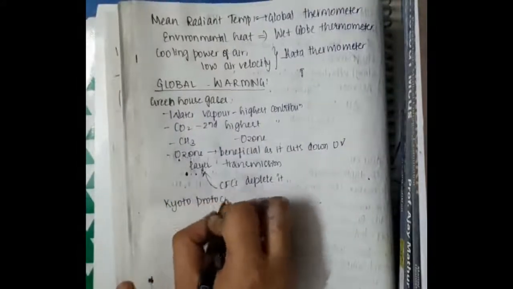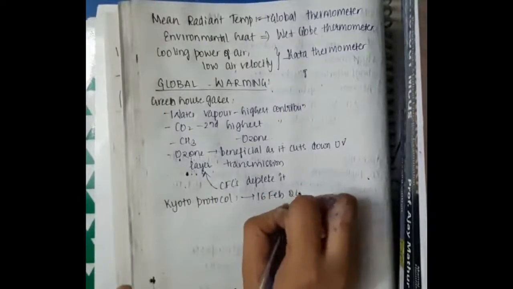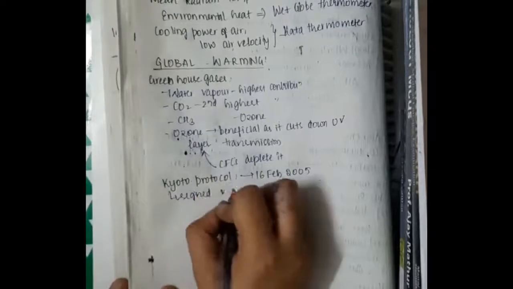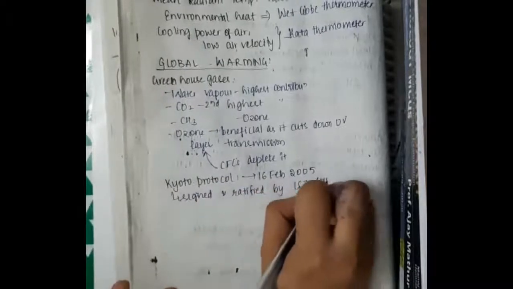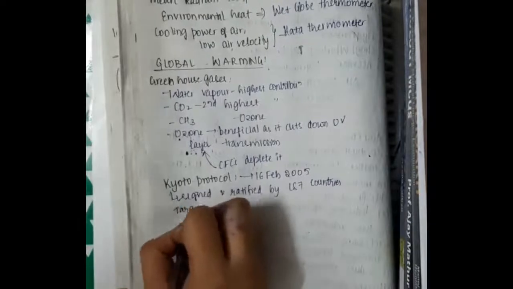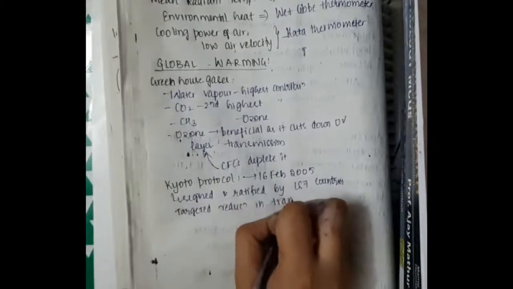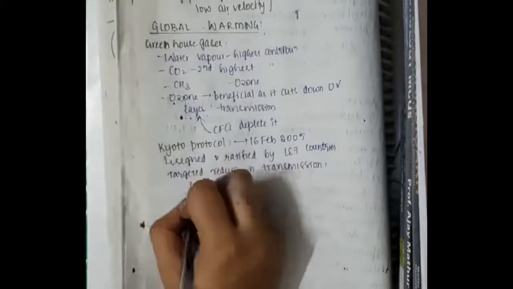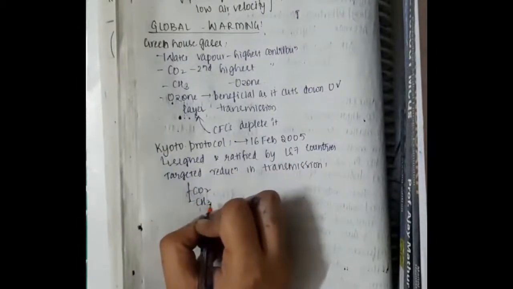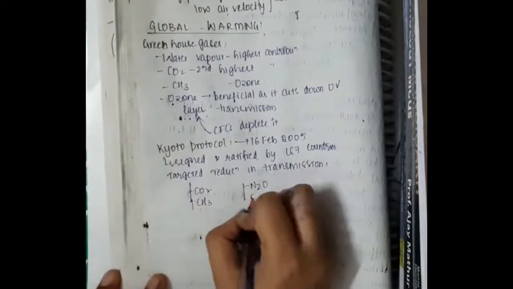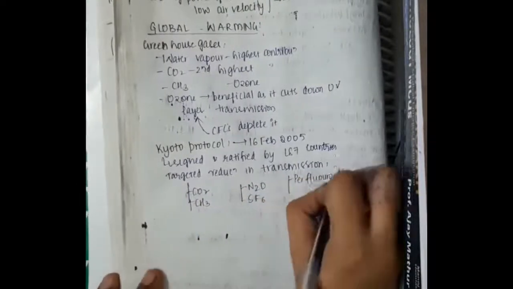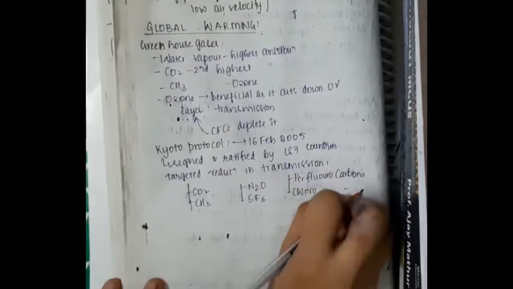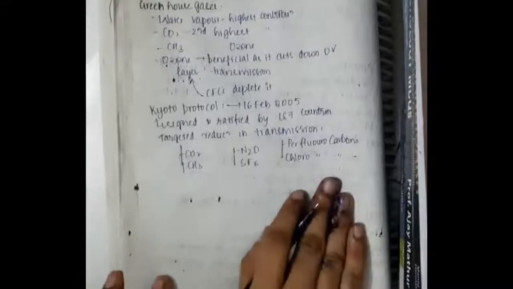Then we have the Kyoto Protocol. The Kyoto Protocol was put forward on 16th February 2005 and was signed and ratified by 187 countries. It targets reduction in emission of carbon dioxide, methane, nitrous oxide, sulfur hexafluoride, perfluorocarbons and chlorofluorocarbons. All this has been put forward in the Kyoto Protocol, where 187 countries signed to reduce these substances' emission.